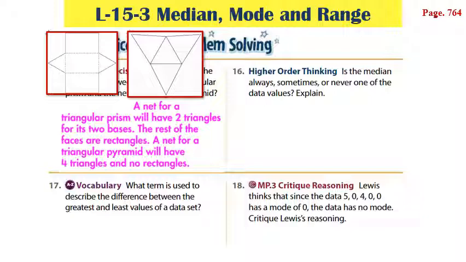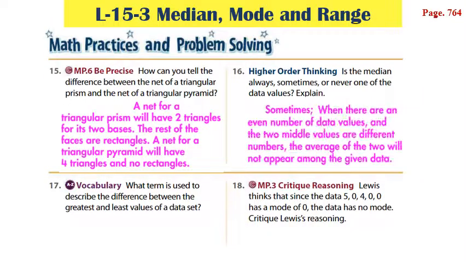Now let's make a higher order thinking question. Our question is: is the median always, sometimes, or never one of the data values? Explain. Excellent. Sometimes. When there are an even number of data values and the two middle values are different, the median will not appear among the given data. Now, tell me the answer for question number 17. What term is used to describe the difference between the greatest and least values of a data set? Good. Range.